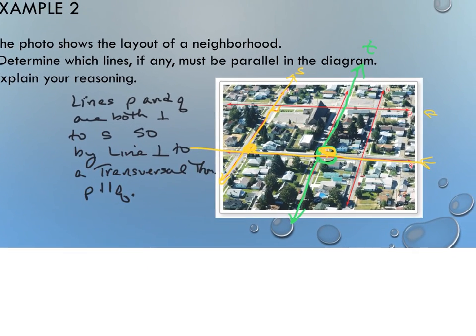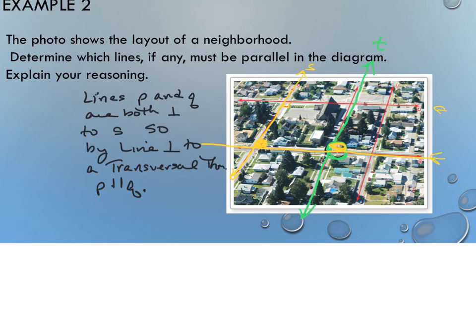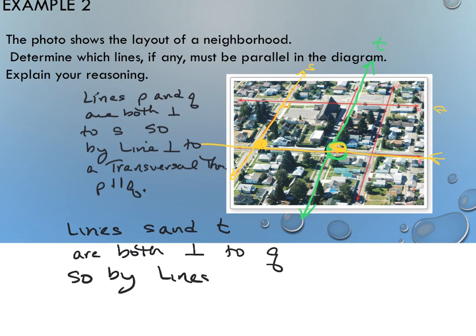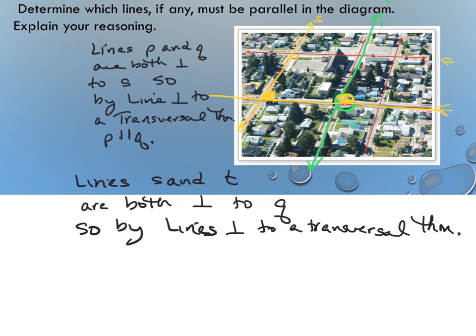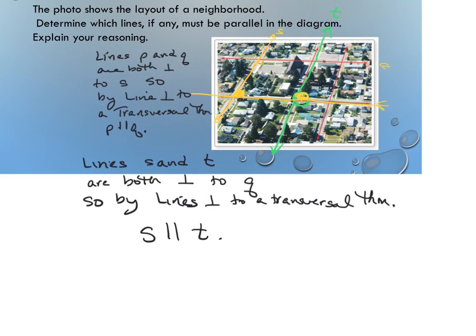Let me put this in words. So lines S and T are both perpendicular to Q. So by the lines perpendicular to a transversal theorem, I can say that S is parallel to T. So from the diagram, I can conclude that P is parallel to Q and S is parallel to T, and they're both using the lines perpendicular to a transversal theorem.